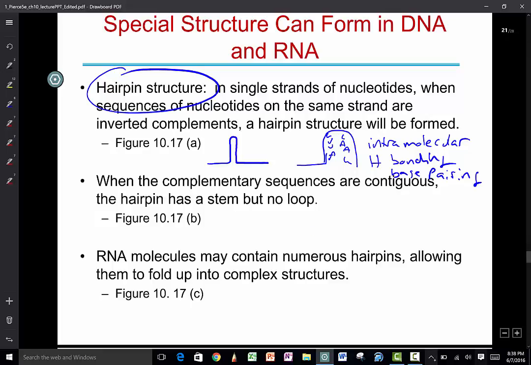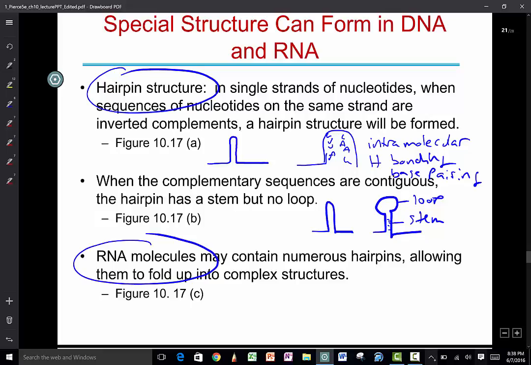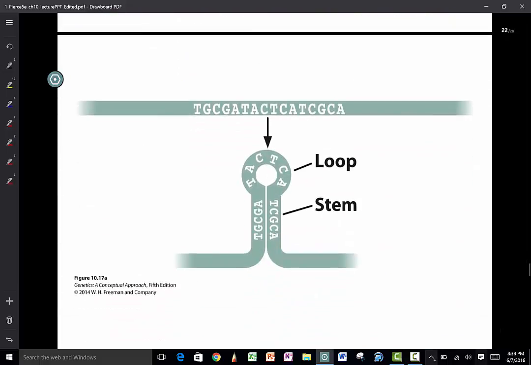Sometimes you can get just a hairpin like that. You can get what's called a stem loop. So that's a stem, that's a loop. And that means that there's base pairing here, but not in the loop. RNA molecules are much more complex. We can see some of these hairpins and things in DNA, but it becomes more important when we think about RNA. So there's a stem loop in DNA.